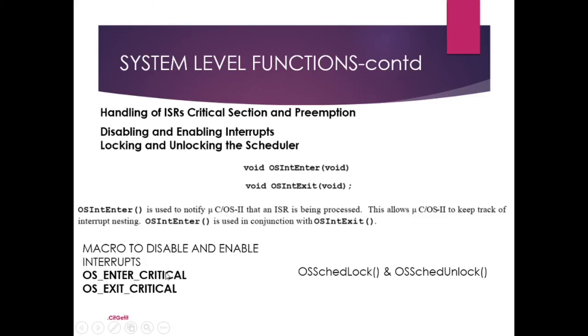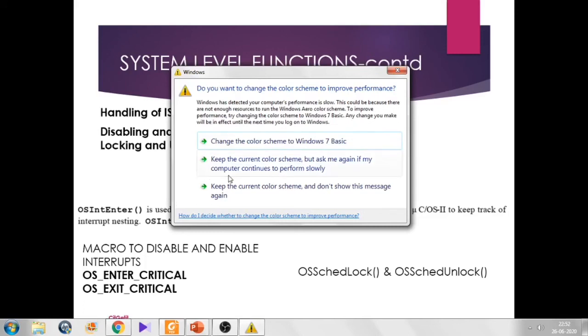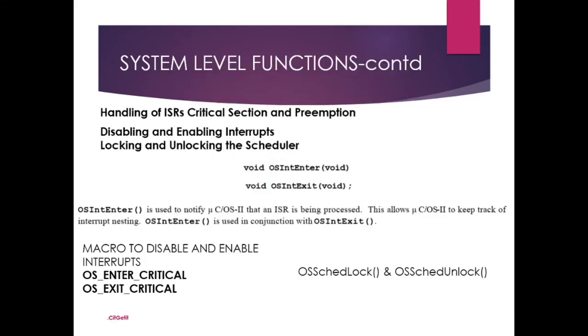We have two macros, namely OS enter critical and OS exit critical. OS enter critical may be used whenever we are going to enter the critical section. It will be like setting the interrupt and clearing the interrupt. So whenever we enter a critical section, we have to disable all the interrupts. So the OS kernel will use this OS enter critical command, and whenever we exit from the critical section we have to enable all the interrupts. So there we will be using the OS exit critical command.